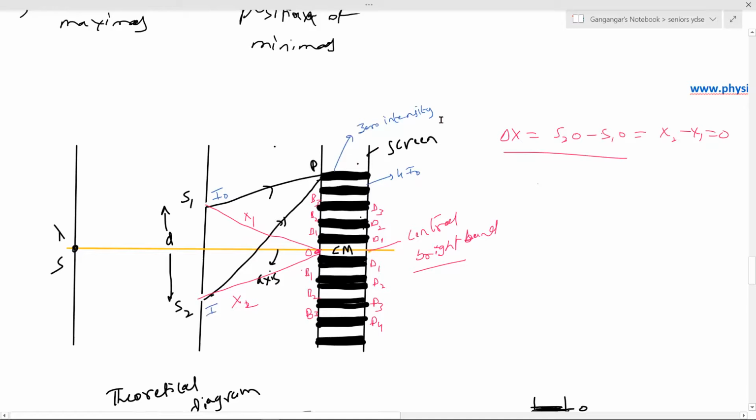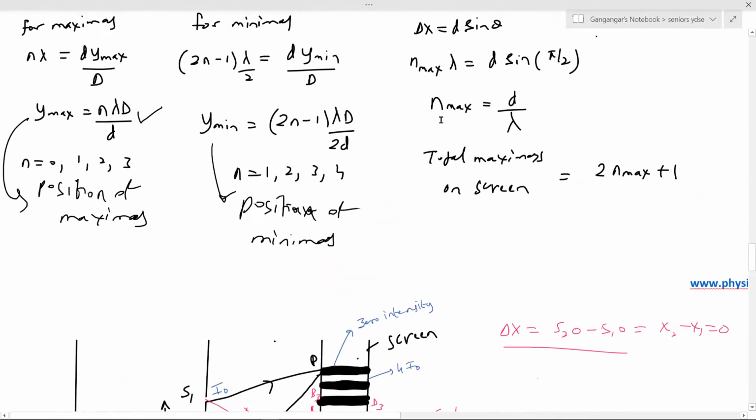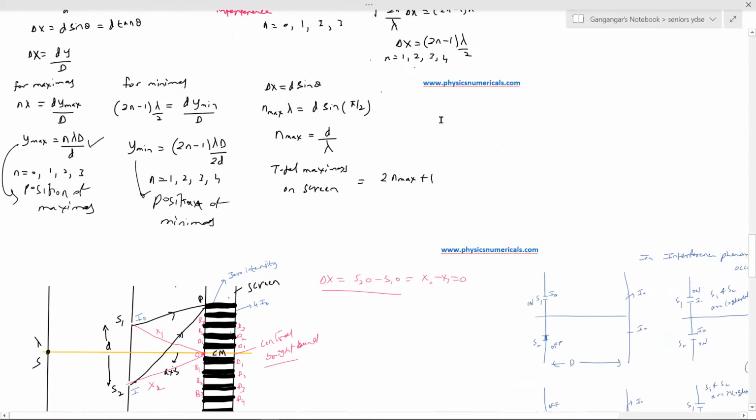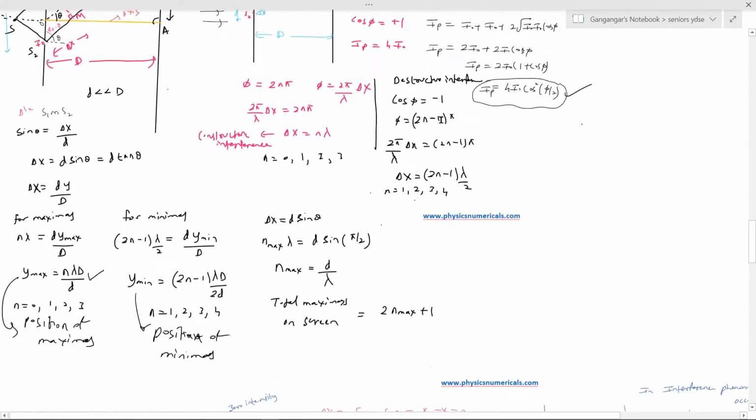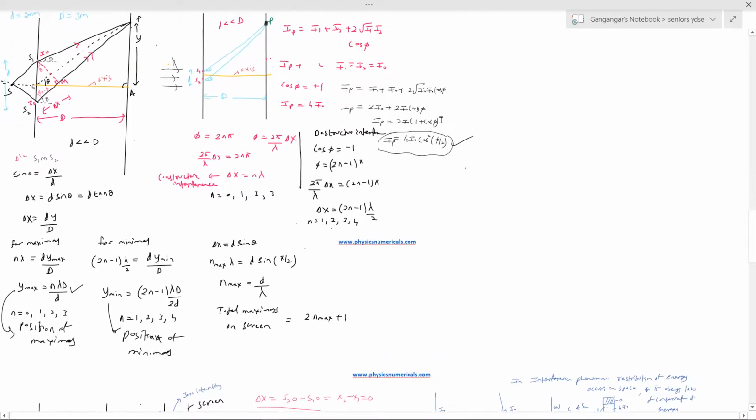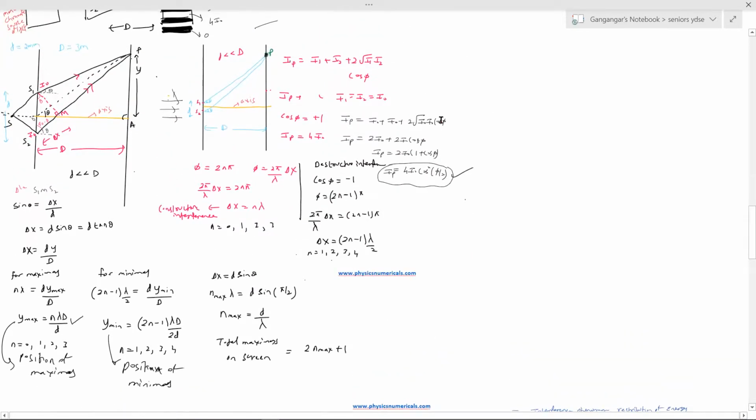Okay, now how many fringes will be formed? Here I will introduce some small mathematics. The number of fringes in the YDSE setup is given by this particular expression, meaning how many bright and dark fringes will be seen on the screen. So we will proceed with this one.